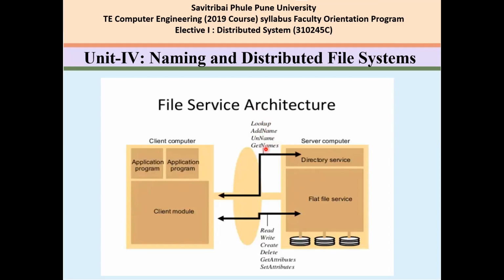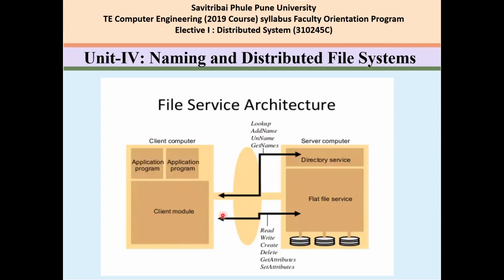Because they are connected to the directory oriented services. As we know the hierarchy starts from the root directory, then a particular folder, and then we go to the specific file when we are searching for a particular file required from the client's point of view. So lookup, add name, unname, get names are all different directory service operations performed here. That's why they are labeled on this arrow.